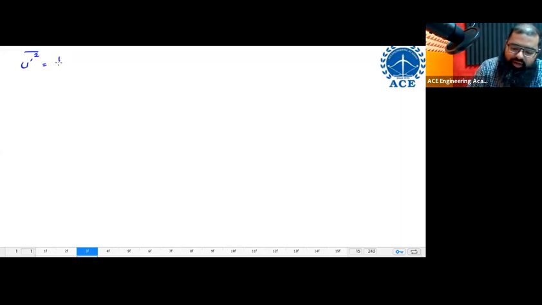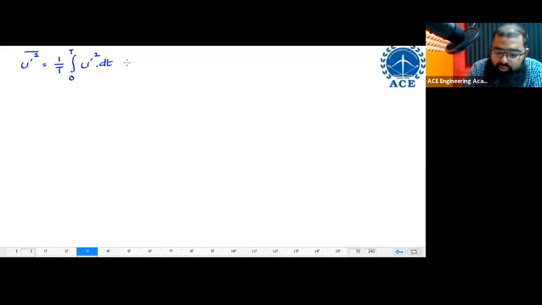Please observe. How am I writing? 1 by T integral 0 to T dt. This is a format of writing average. Of whose average you want? U prime square's average you want. So let us write over here u prime square. That's it. U prime square. This is what is the meaning of average of square of random fluctuating velocity.